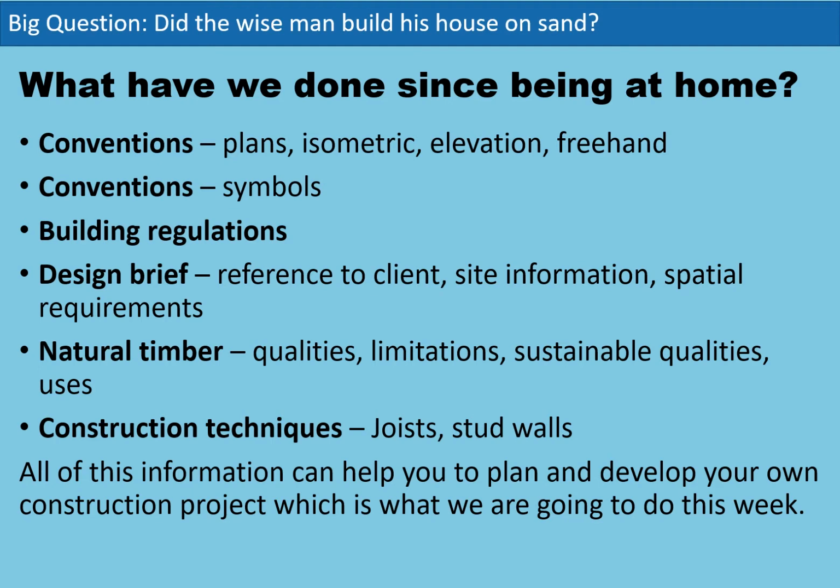You've looked at conventions, so plans, isometric drawings, elevations and freehand sketches. We've looked at conventions and the use of symbols when working with a floor plan. We've looked at building regulations. We've looked at design brief, so what it is and what it refers to. We've had a little look into natural timbers, their qualities and what they're used for. And we've also looked at construction techniques and methods like joists and stud walls. So all of this information can help you to plan and develop your own construction project, which is what we're going to do this week.